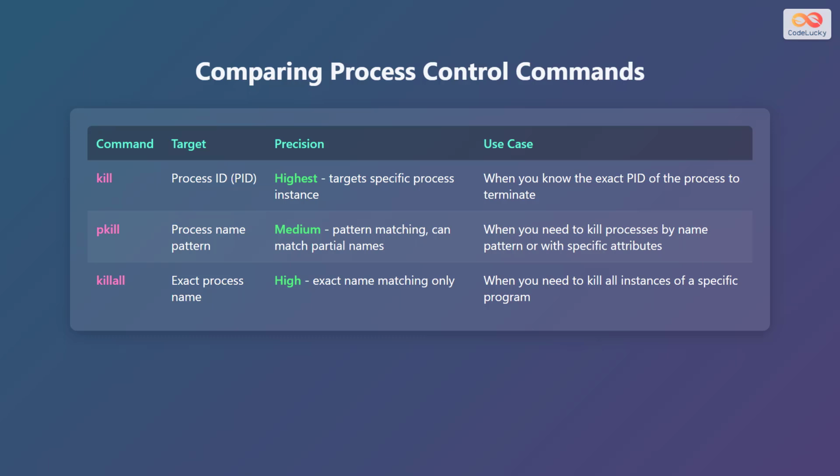The pkill command targets processes by a process name pattern. It has medium precision, as it can match partial names. It is useful when you need to kill processes by name pattern or with specific attributes. The killall command targets processes by the exact process name. It has high precision but requires an exact name match. It is ideal when you need to kill all instances of a specific program.